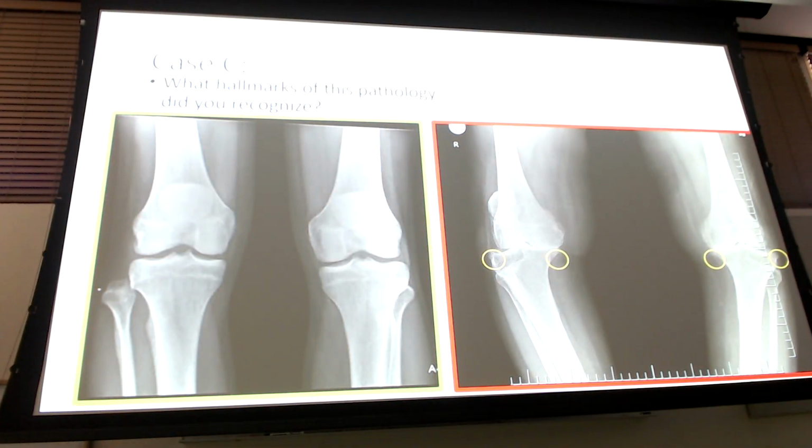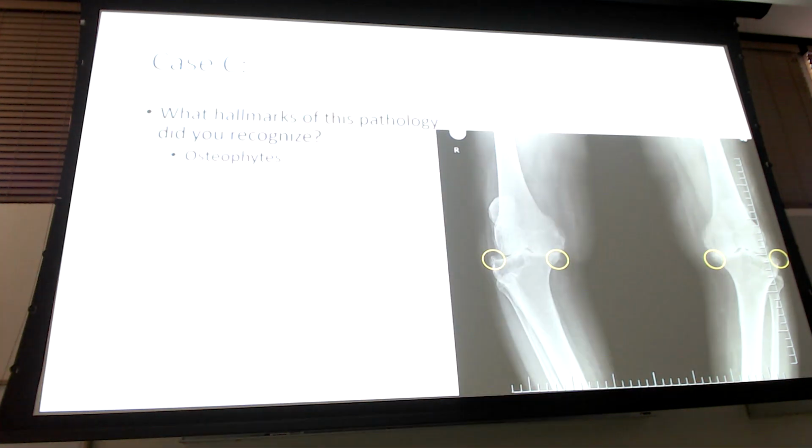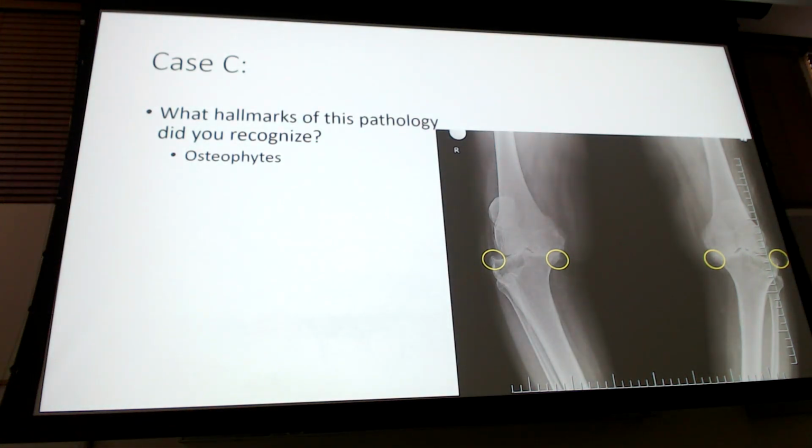What are these guys? Osteophytes. Bony overgrowth around the most common areas of inflammation, one of the hallmarks for osteoarthritis. Good.